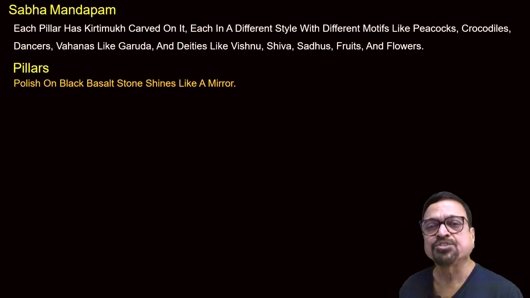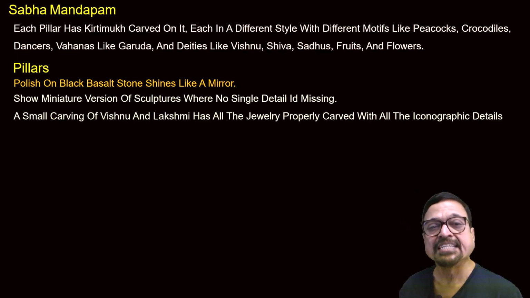Now let's talk something about the pillars. The polish on the black basalt stone shines like a mirror, and please note these they have carried right from the Western Ghat through Krishna river, because there was no other way to carry that. There was dense forest in between. So how they must have carried, then how must have brought here, is absolutely something beyond imagination. And the polish which you see today is also worth appreciating.